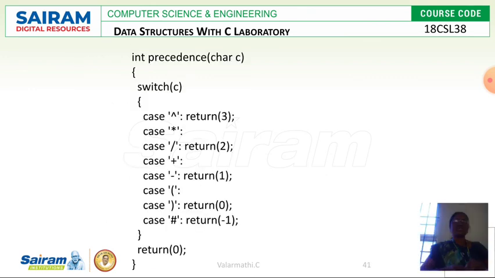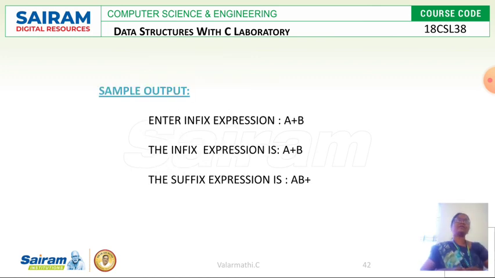Then precedence is very important. Here the power function has the precedence of return 3, the star function has the precedence of return 2, division has the precedence of return 2, and plus has the precedence of return 1. Likewise, the corresponding precedence values are given here, right? So this is about the program. Now when you see the sample output, the infix expression is given as a plus b. The infix expression is once again printed as a plus b, and the suffix expression, that means the postfix expression, is ab plus.